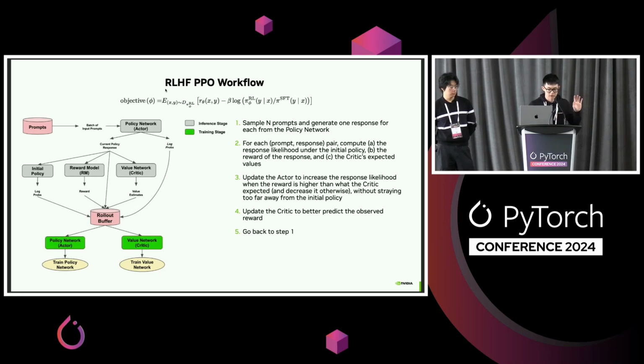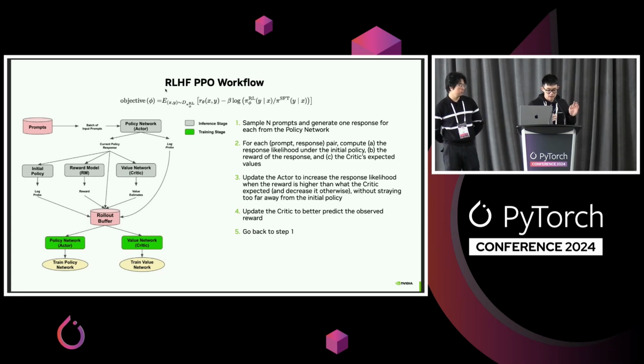Here, and Jimmy will talk about this later on, we have two distinct stages in the RLHF pipeline. One is the inference stage, and that's when we generate samples and run inference on all of these models. Once we finish the inference, we have this thing called a rollout buffer, which caches the generated results, and then we go and do training.